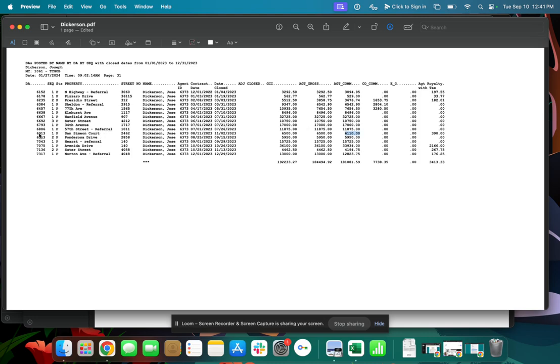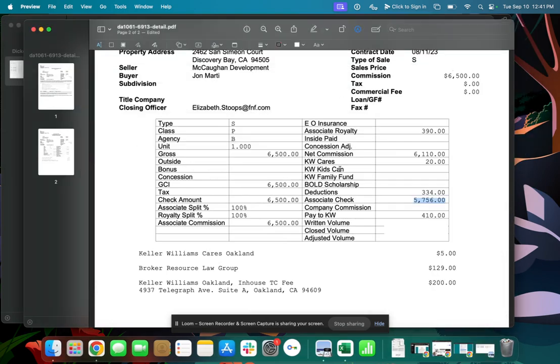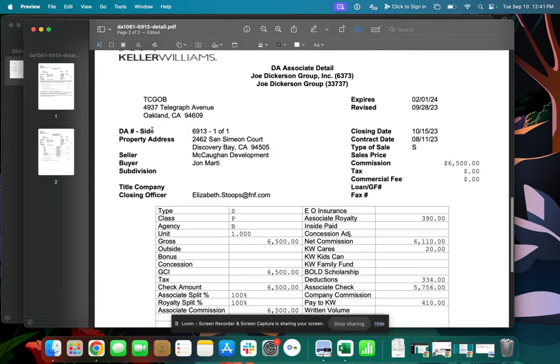We're going to look at DA number 6913. My agent commission, meaning my 1099 commission income, was 6110. And we're going to look at that DA and see how it actually breaks down. So San Simeon Court 6913.